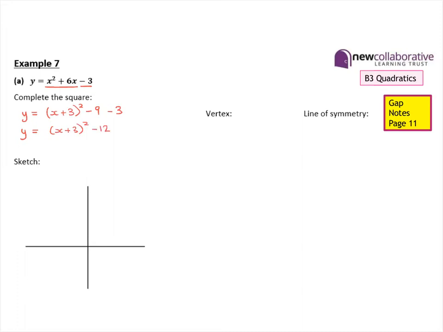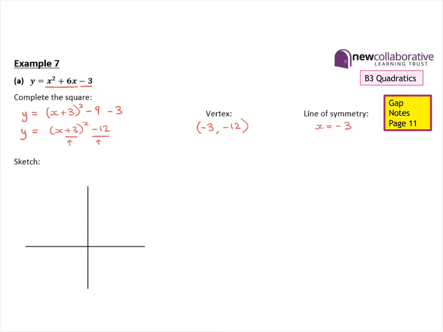Now from that we can see the vertex of the graph, we can identify that from the two values here. The vertex of the graph is going to be negative 3 for the x coordinate and negative 12 for the y coordinate. What we essentially do there is we look at the value we've got here and we take the negative of that for the x coordinate, and the value here gives us the y coordinate of the vertex. And if that's the vertex of the graph, the line of symmetry of the graph must be x equals negative 3.